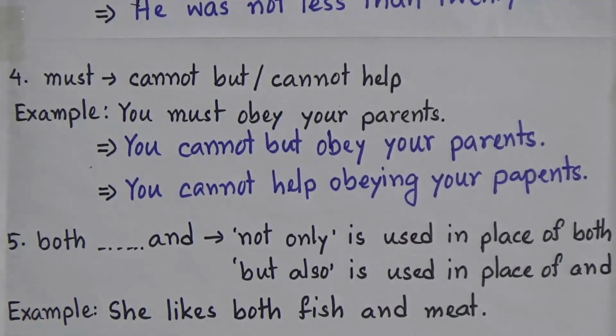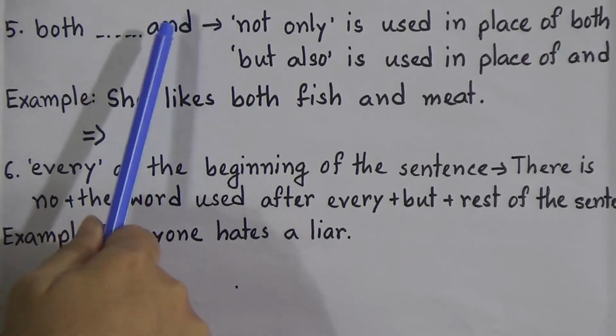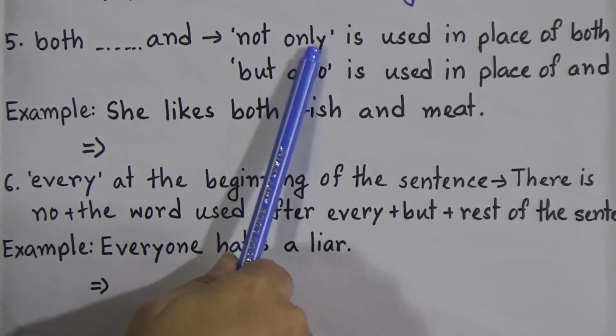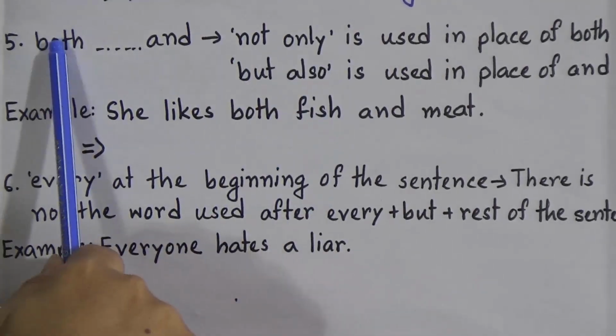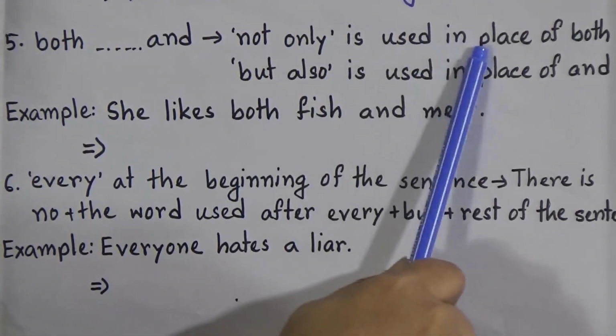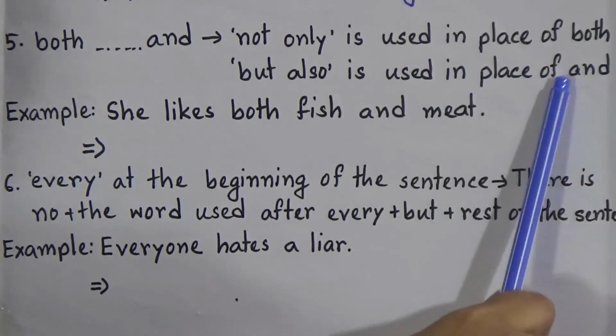Now we will go to the next rule, rule number 5. If you find this type of sentence, both, then a noun or anything else, and, we will write not only in place of both and but also in place of and. That means not only is used in place of both, but also is used in place of and.